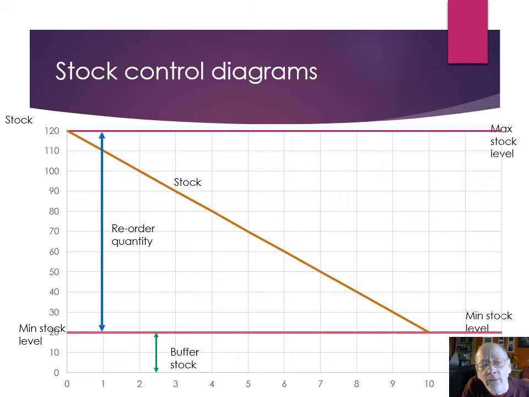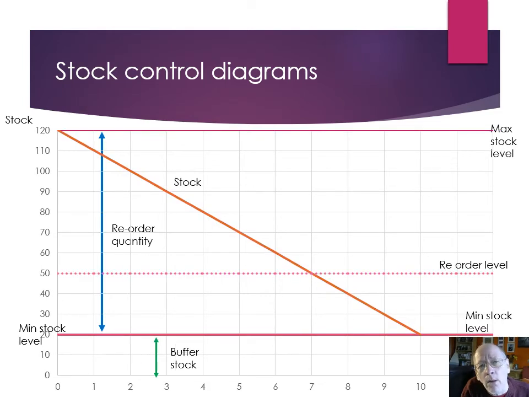The stock will obviously run down as it's sold. In this particular case, it's running down by 10 items a week. Now, we know that goods are not going to be delivered instantaneously. There's what's called a lead time. In this particular case, let's assume the lead time is 3 weeks. So that's 3 weeks between placing the order and that order arriving.